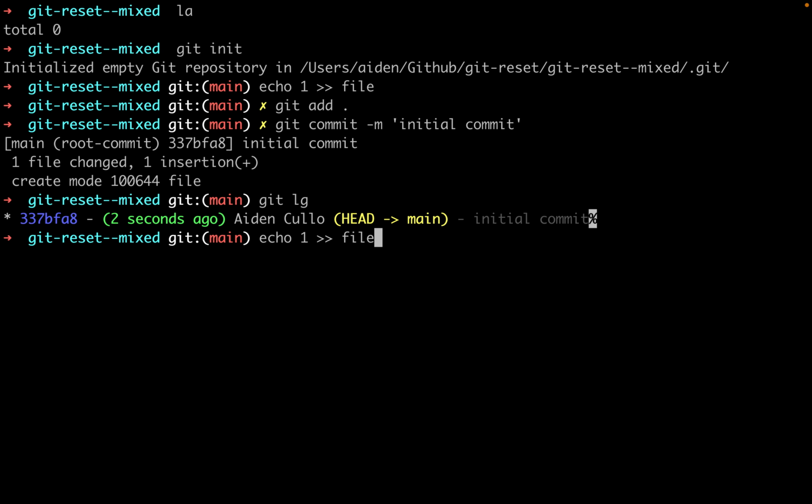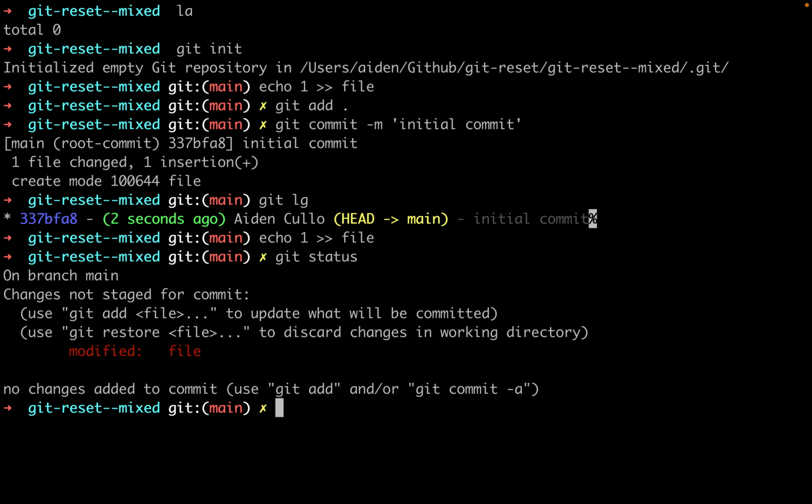write again to the exact same file, and now let's do git status, and we'll see that we have a modification. Another thing I didn't mention is that git reset mixed, or any of the git reset commands, if you don't pass a commit hash or a commit ref, will assume you're referring to HEAD.